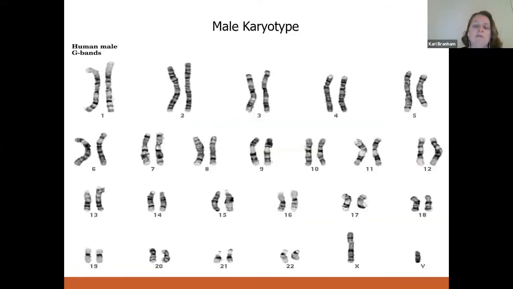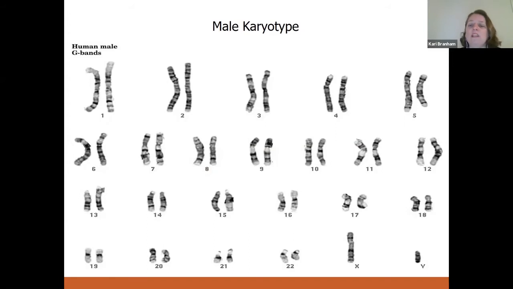Before I get into some of the information about genetic testing, I've set the stage that retinitis pigmentosa and other inherited retinal diseases are always genetic conditions. So what exactly does that mean? What I'm showing on the screen is a male karyotype. That's just a picture of the chromosomes from a single cell in a man.